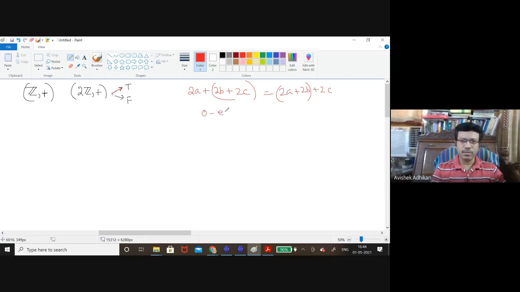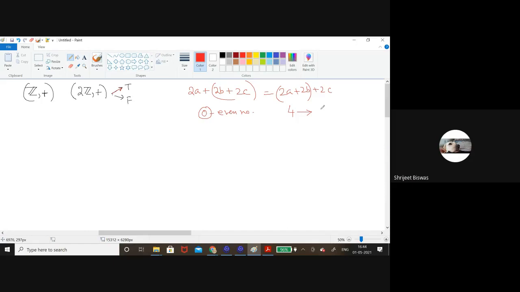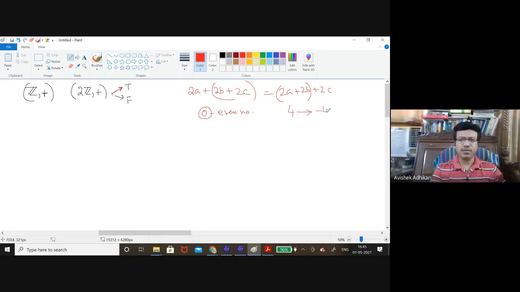0 is an even number, so you can think of 0 as an identity element. Also, if you consider any number, say 4, what would be its inverse? What would be the inverse of 4? Minus 4 is the inverse of 4, and that is also an even number, so that is within this 2Z. So all the properties of groups are satisfied for 2Z as well. Okay, so 2Z is also a group.